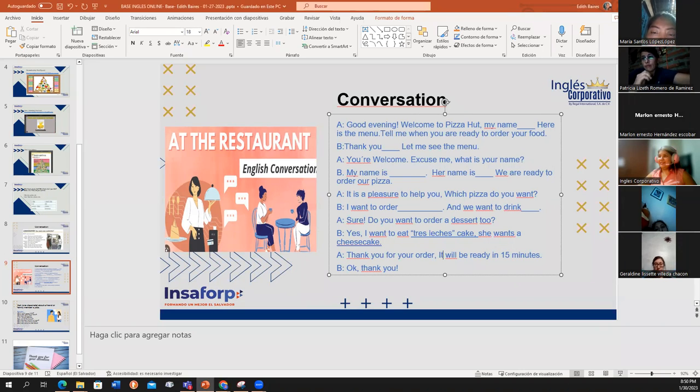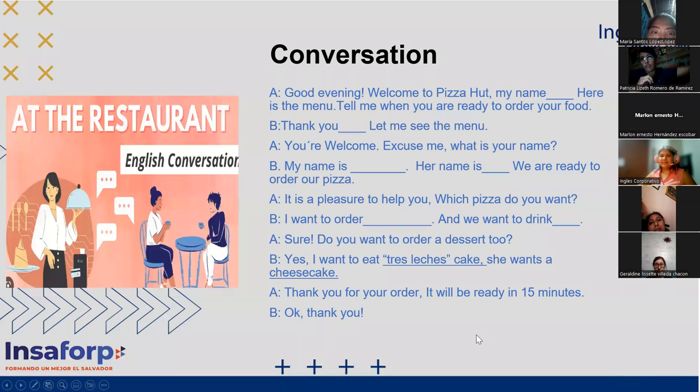Good evening. Welcome to Pizza Hut. My name is Maria. Here is the menu. Tell me when you are ready to order your food. Thank you. Thank you. El nombre se me olvidó. Maria. Ah, Maria, perdón. Thank you, Maria. Let me see the menu. You're welcome. Excuse me, what is your name? My name is Patricia. Her name is Blanca. We are ready to order your pizza.